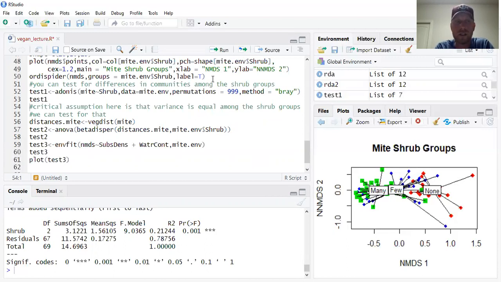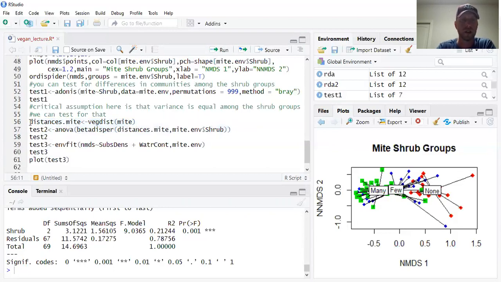There is one critical assumption that comes with running that Adonis test, or that permuted multivariate analysis of variance, and that is that your variance within each of the groups is equal. So the amount of community variation within the many group, the amount of variation within the few group, and the amount of variation within the none group should be equal in order for this test to work appropriately. And we can actually test for that using just a couple of lines of code here.